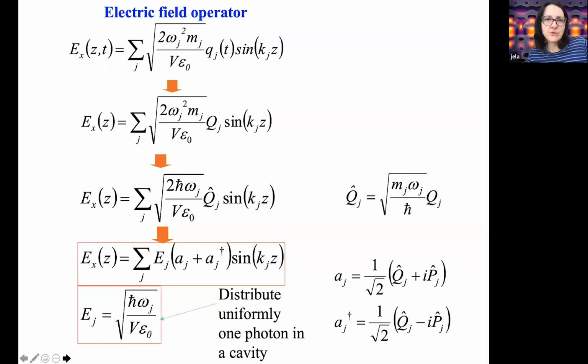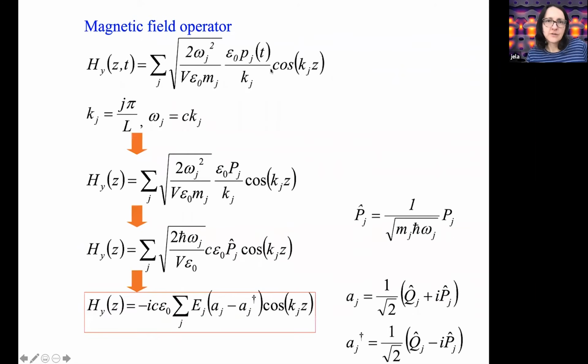So you just do that. You go back to your expression for the magnetic field, which you find from Maxwell's equations. This is a classical solution. There is a spatial dependence, which depends on cosine kz, and there is a time dependence p_j of t, which basically comes from the time derivative of q. And then you substitute this to find operators.